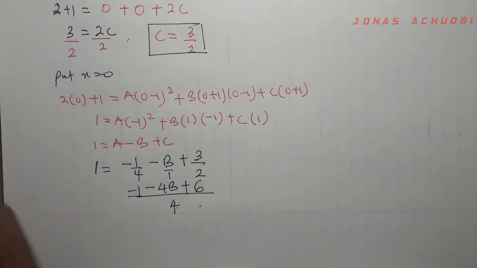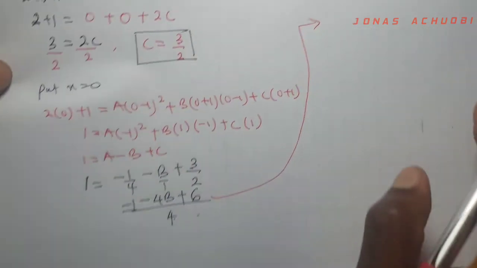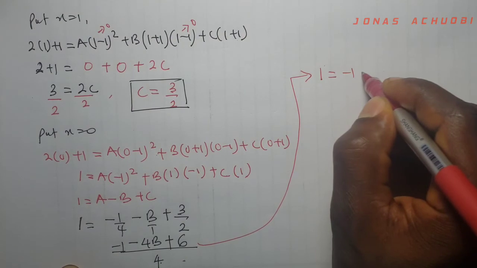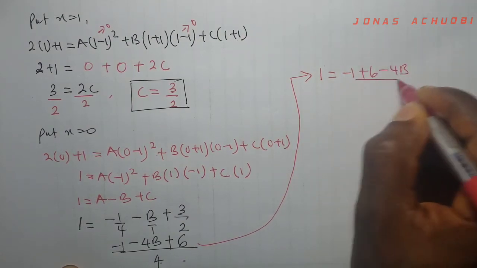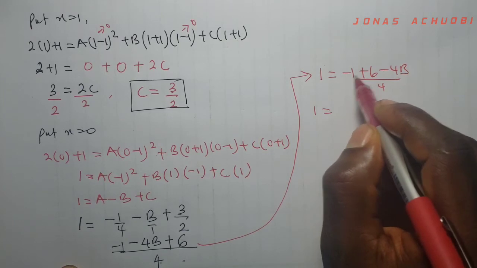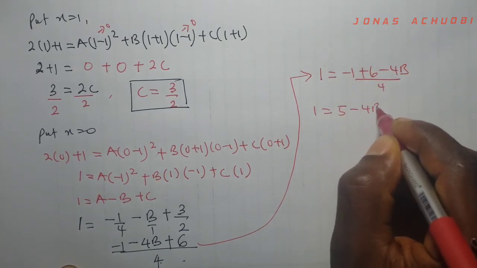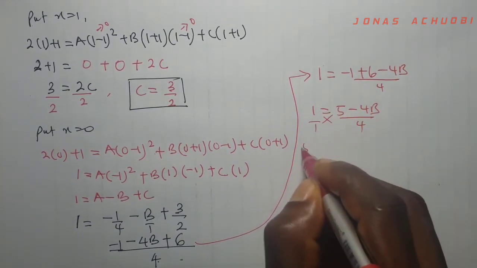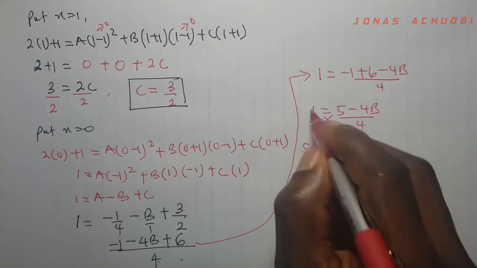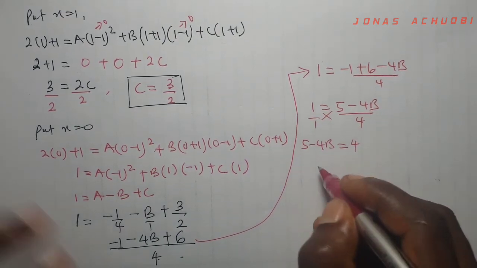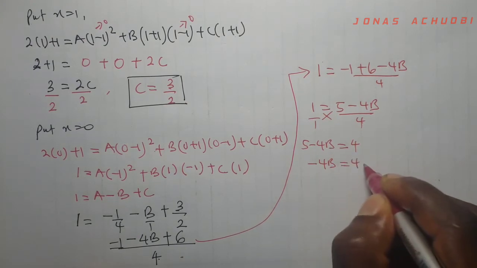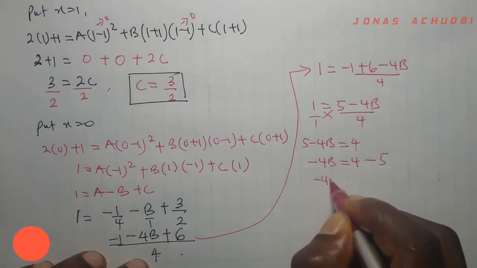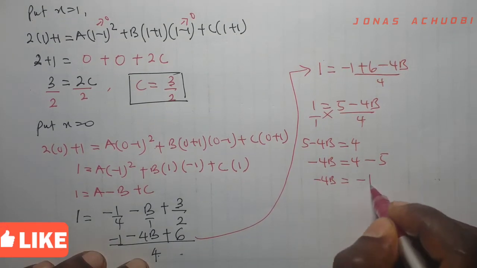So we simplify that, we're going to have 1 on the left hand side is equal to minus 1 plus 6 minus 4b over 4. So 1 is equal to minus 1 plus 6 is 5 minus 4b over 4. So if I cross multiply here, I'm going to have 5 minus 4b equal 4 times 1 is 4. So that minus 4b is equal to 4 minus 5. I take plus 5 to the right, becomes minus 5. So that minus 4b is equal to 4 minus 5 is minus 1.